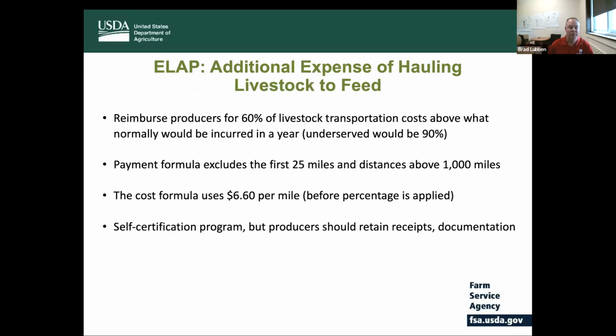When we're hauling livestock to feed, so moving animals to eligible feed as a result of the drought, the criteria is exactly the same as if we were going to get feed. We're going to reimburse producers at 60% of livestock transportation costs above what they normally would have in a year. We're going to exclude 25 miles and anything above 1,000 miles. We're going to use $6.60 per mile as the rate. And then we want to keep records of that information so that we know down the road, if we're ever pulled, that we'd have that information available to us.